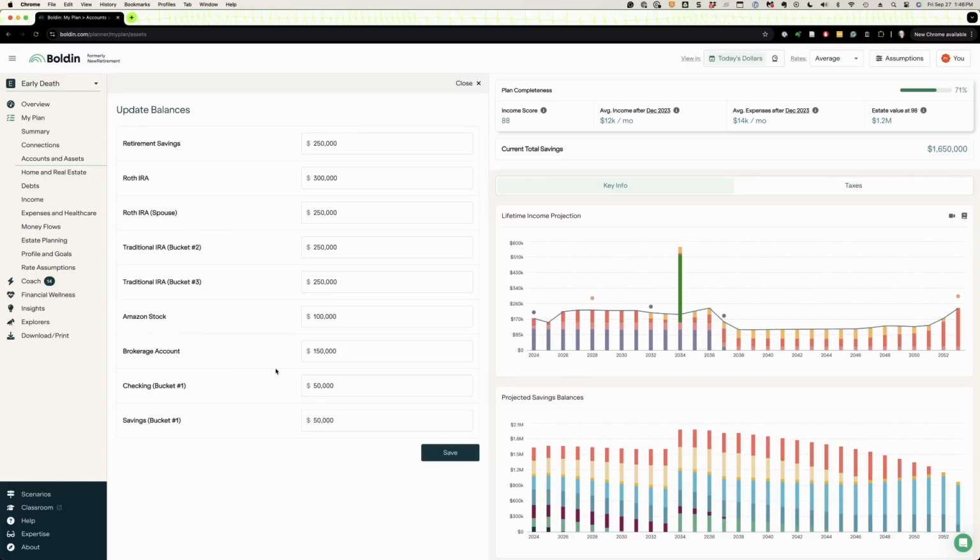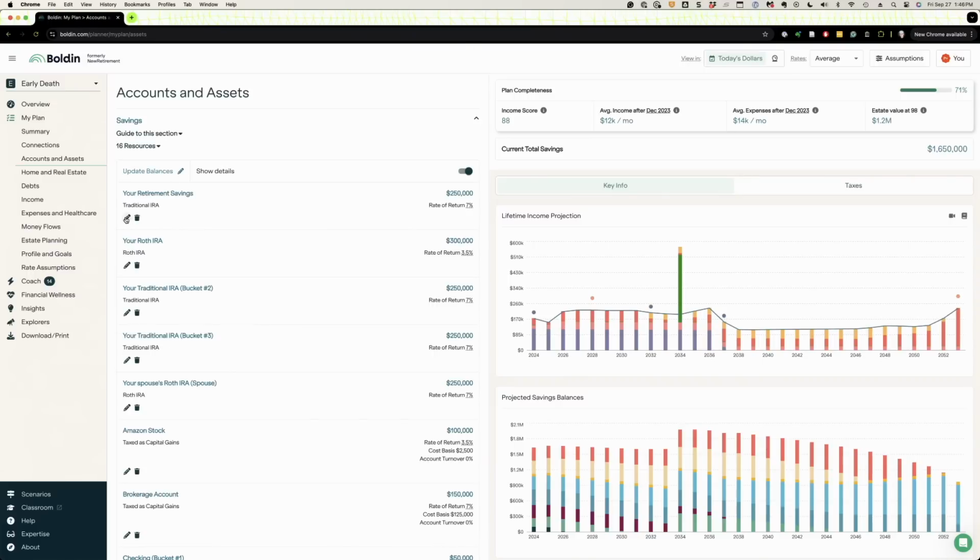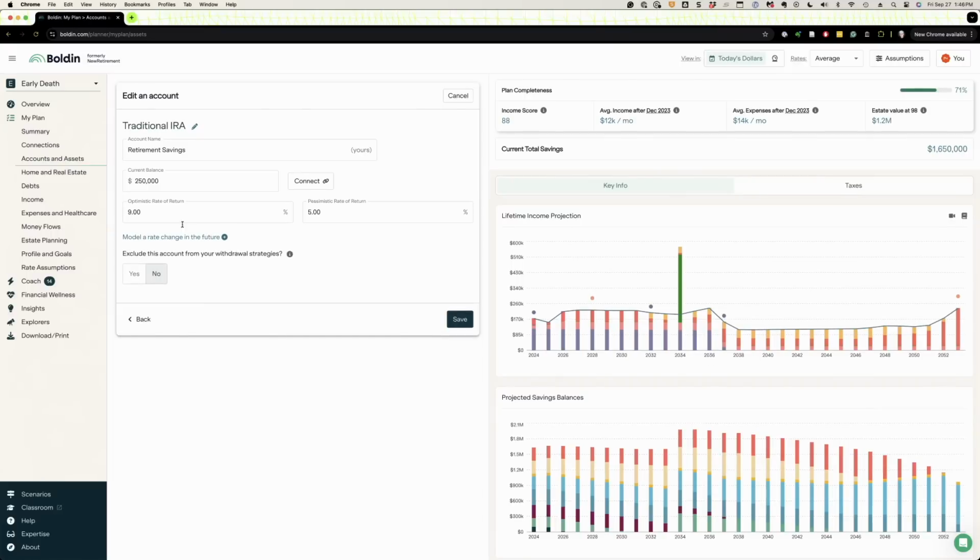The problem you'll have with the bucket strategy is that for each of these accounts, let me close that, as you can see here, I'll just use this as an example, you have to set the optimistic rate of return and the pessimistic rate of return, and then Bolden calculates an average. The problem is you won't actually know what that's going to be with the bucket strategy. So I'll use tools, and we've talked about this before, where based on your asset allocation, you can get a rough idea of the long-term performance of that kind of portfolio. Obviously, there's no future guarantee, but you can use that as a rough estimate.